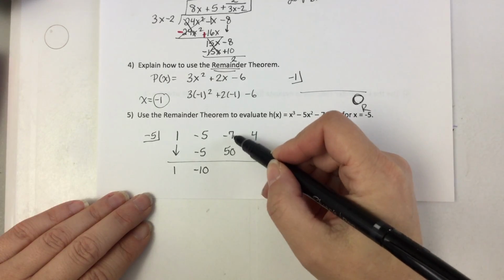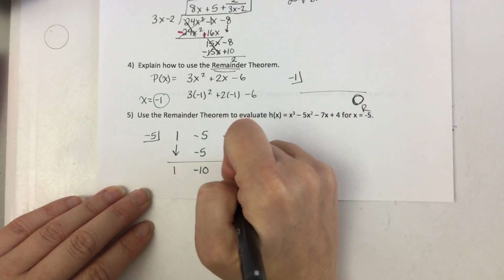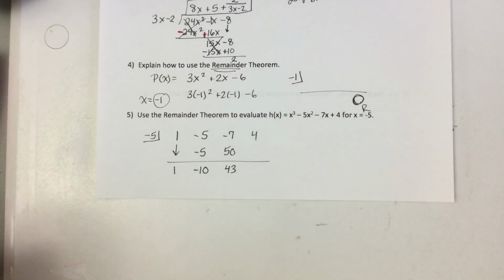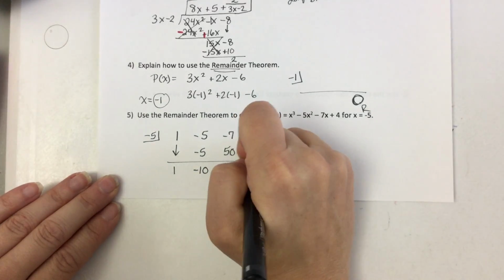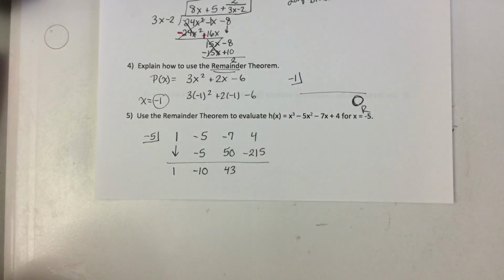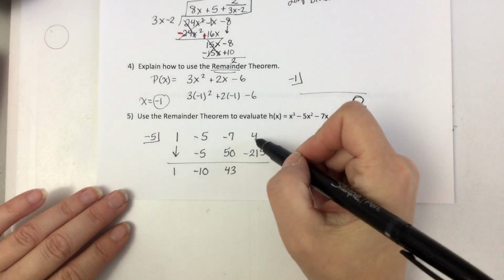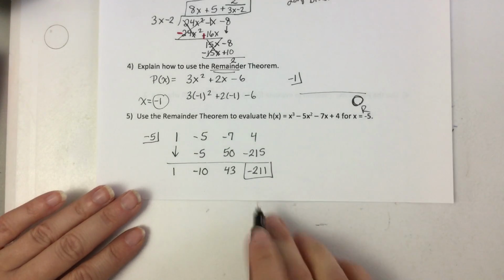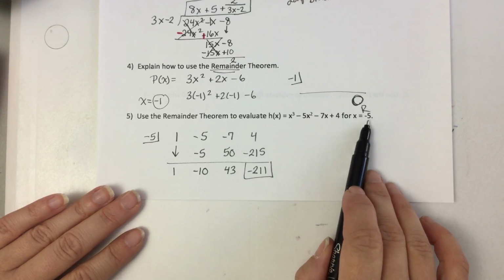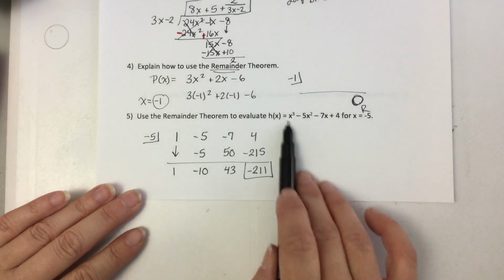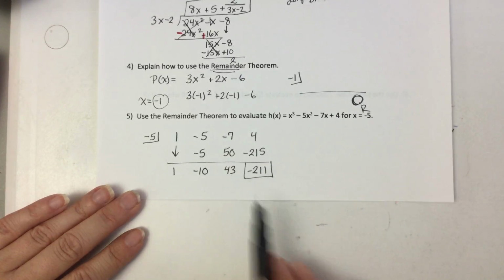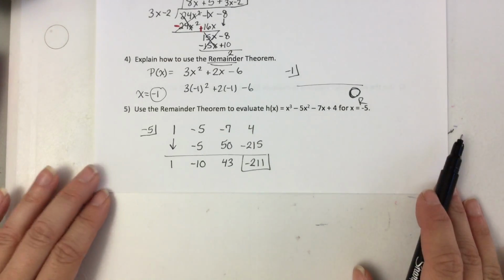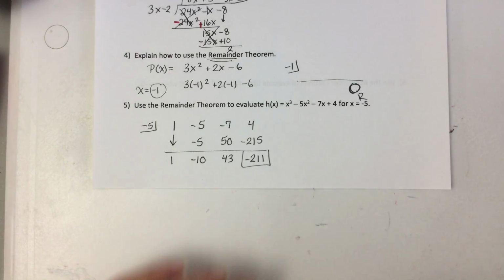50 combined or added with a negative 7 is 43. 43 times negative 5 is negative 215. If I combine that with my positive 4, I have negative 211. So what we're saying is if you place negative 5 in for x into h of x, your value would be negative 211. Well, you know, since this is a new topic, we want to go ahead and check that out.